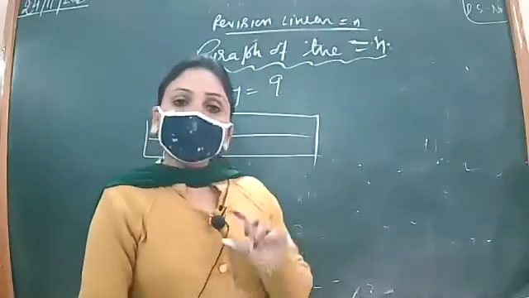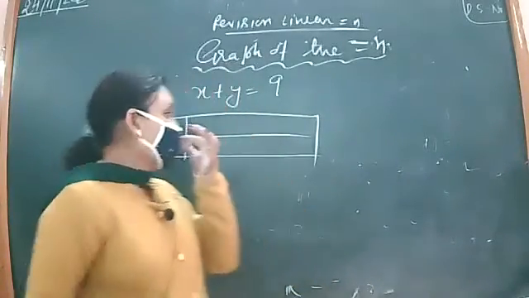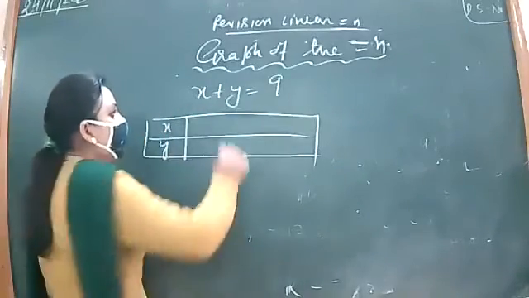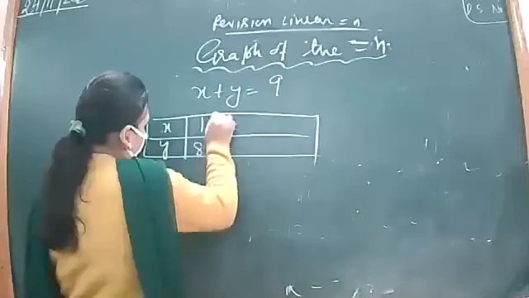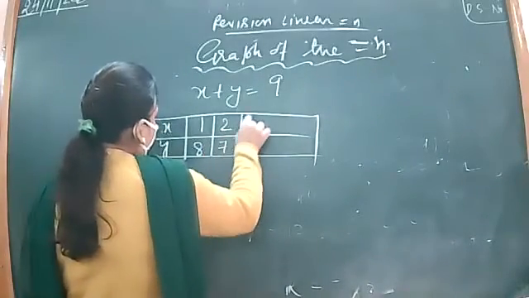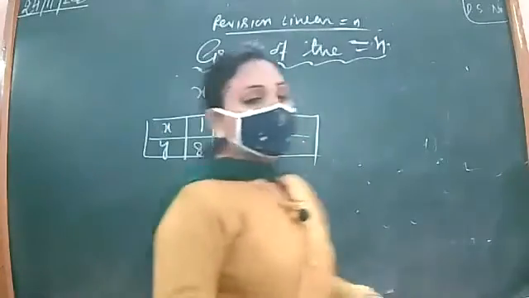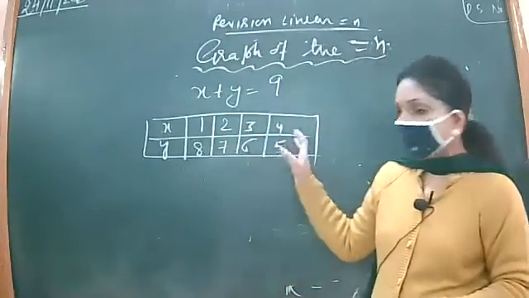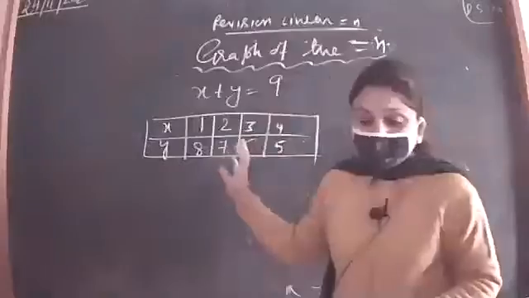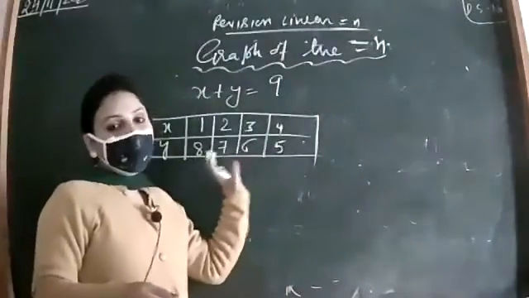The table consists of the value of x and the corresponding value of y. Whenever we have to draw the graph of an equation, we should arrange at least 4 points. So let us start with x and y. Taking x to be 1, you get y to be 8. Taking x to be 2, you get y to be 7, then 3 and 6, then 4 and 5. Some students do it orally like this, they put in the value and make the table.